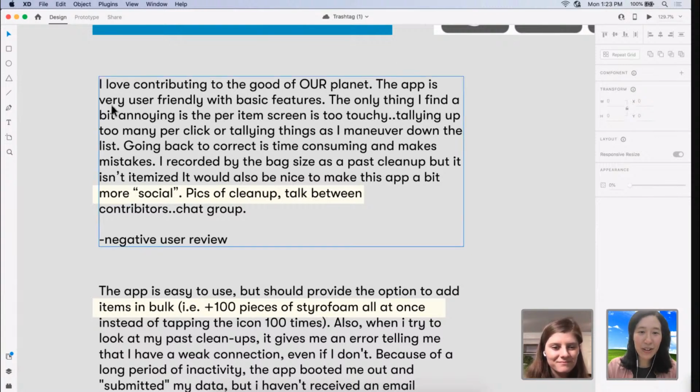And it says very user-friendly. The thing they find annoying is that the per item screen is too touchy. I'm not sure what that means. So it looks like they're saying that it takes too many clicks to do something as they're moving down the list.